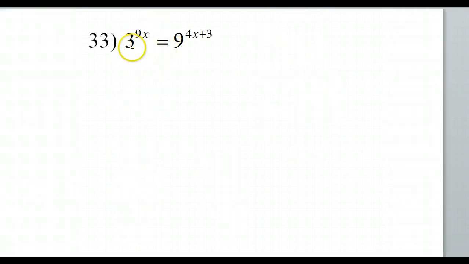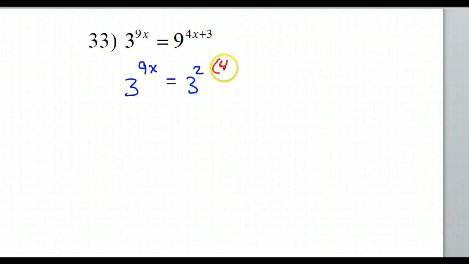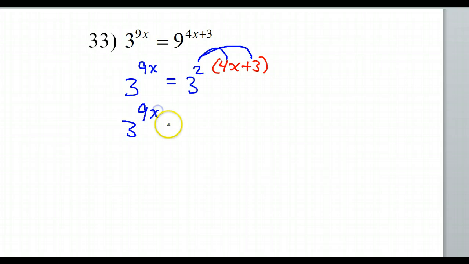Okay, last one. Both of these can be written as base 3. So this one, I get to just keep the base 3. But this one, I need to rewrite as 3 squared. Now, the exponent that's already there, I will keep. I'll put it in parentheses. And in a minute, I'm going to distribute. So I have 3 to the 9x power. But this is really 3 to the 8x plus 6 power.